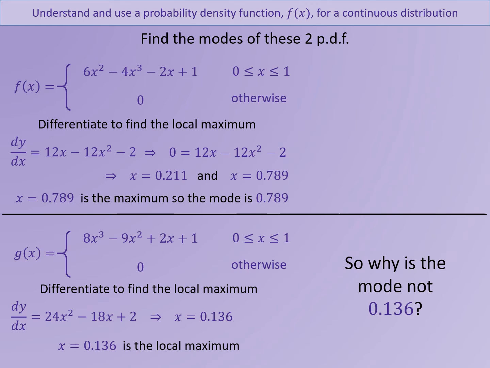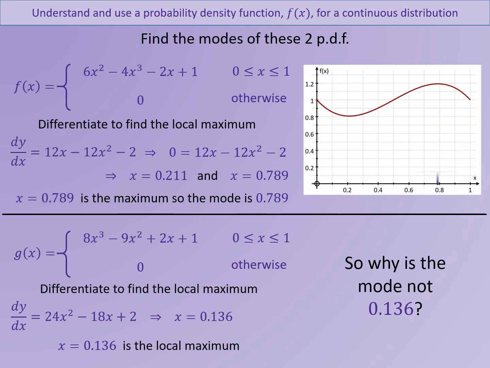So when finding modes, we need to be careful, and sketching the graph can always help determine what's actually going on. So for f of x, this is the function here between 0 and 1, and we can see that the local maximum that we found was indeed the highest point on the curve within that range. So this was the mode of f of x.